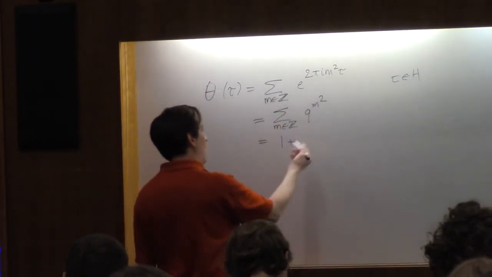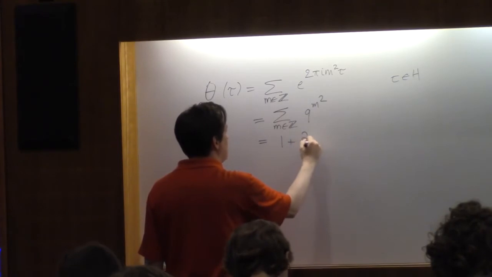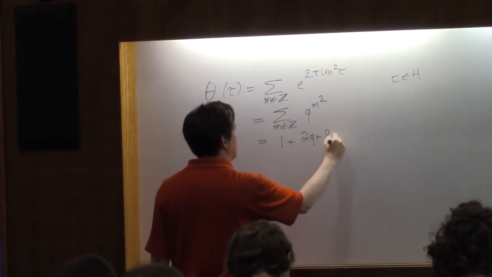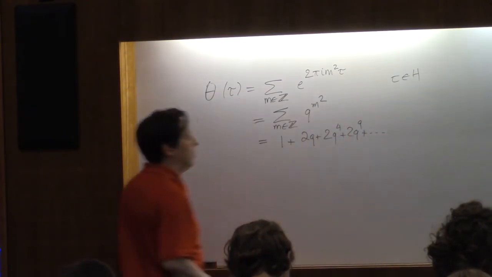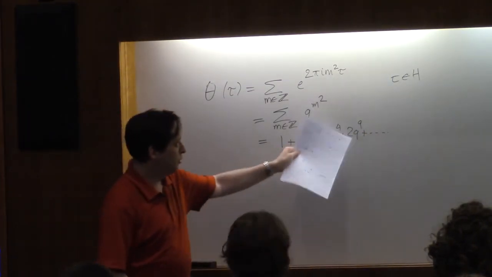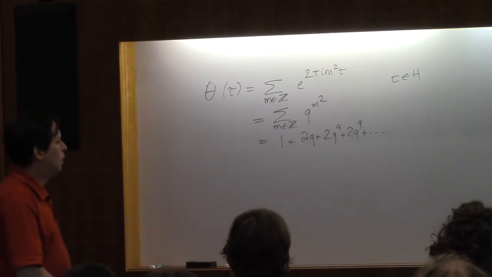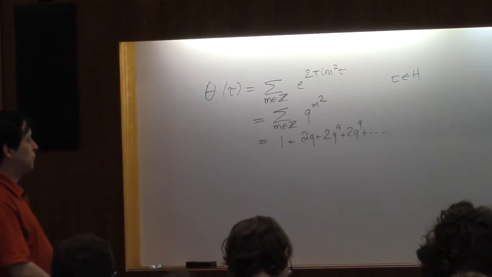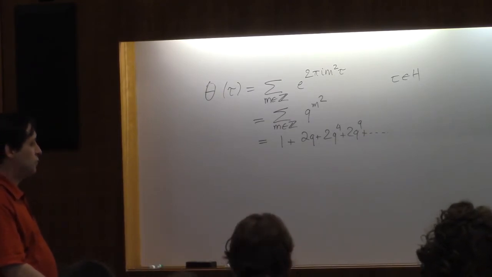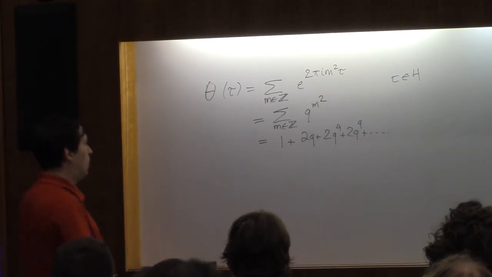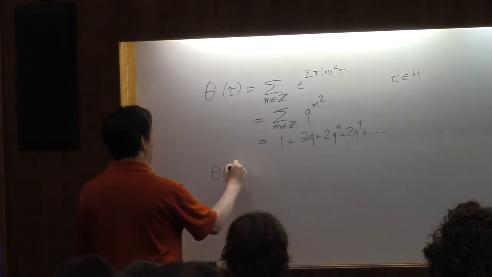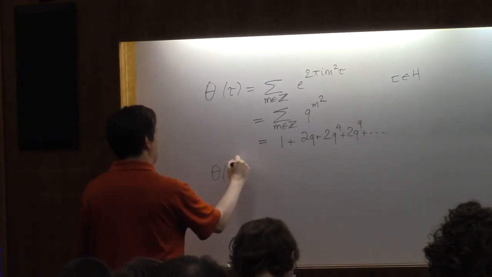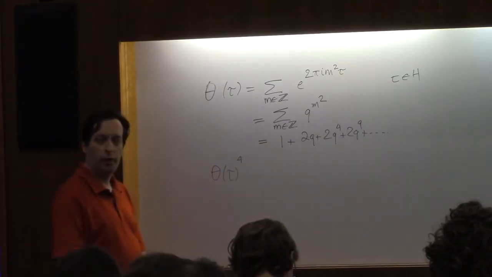So if you sum over all integers, m equals 0 gives 1, but then you get 2q to the 1, 2q to the 4, 2q to the 9, and so on. So don't confuse the q's with the 9s. They're clearly different from each other. So this is a very boring power series. But, you see, if you raise it to a power, say you raise it to the 4th, why not? Let's just get right to the point.